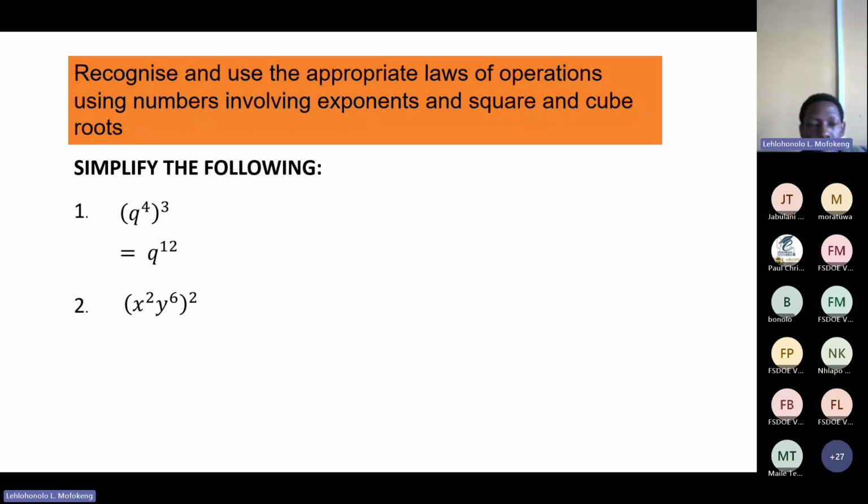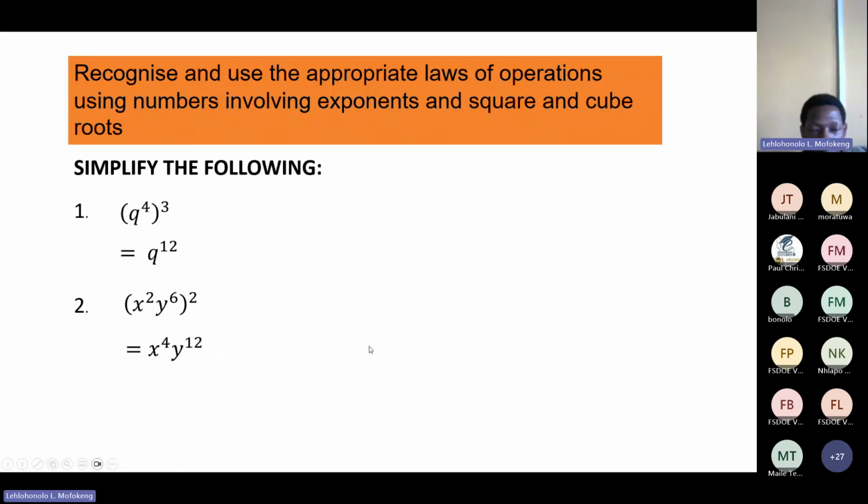So that simply means x raised to exponent of 2 will be multiplied by exponent 2, which is outside the bracket. So 2 multiplied by 2 will give us 4. And then going on again, we are having y to exponent of 6 raised to exponent of 2. That means we will be having 6 multiplied by 2, which will give us 12.